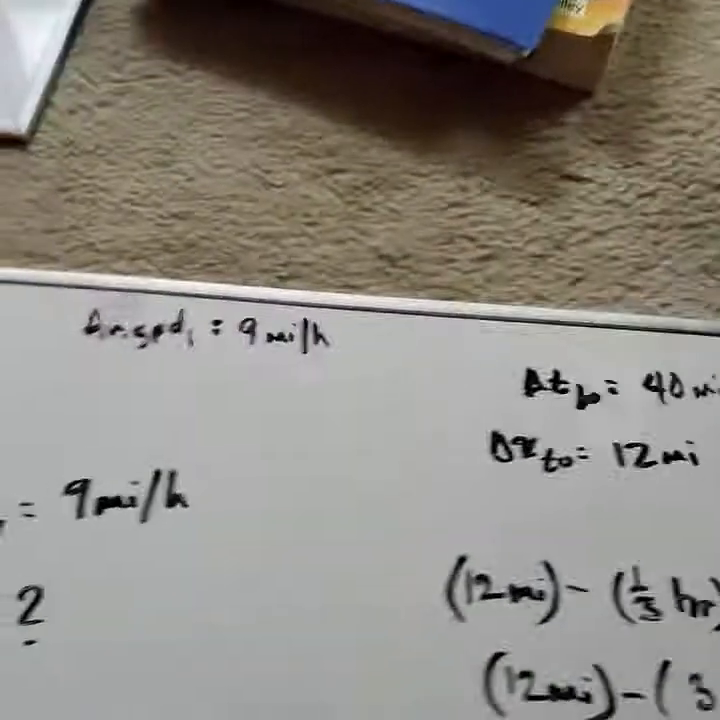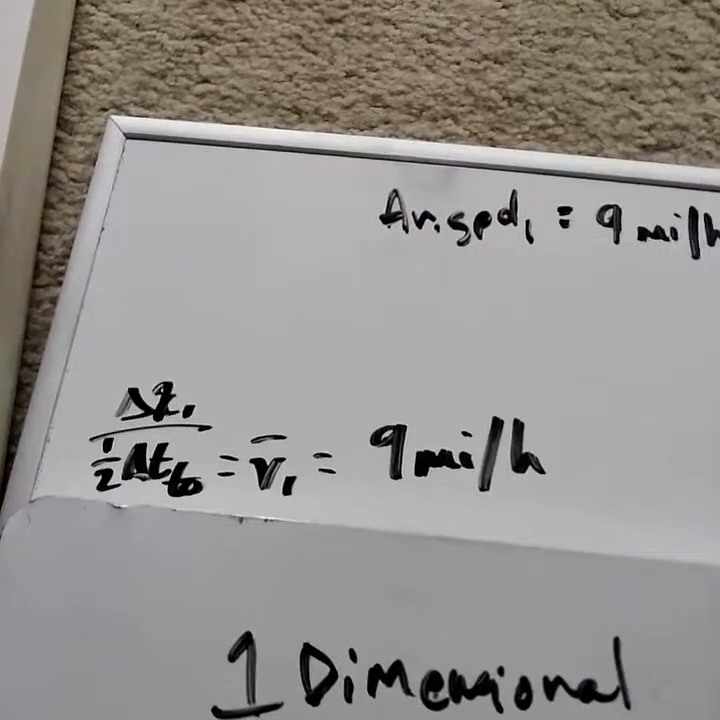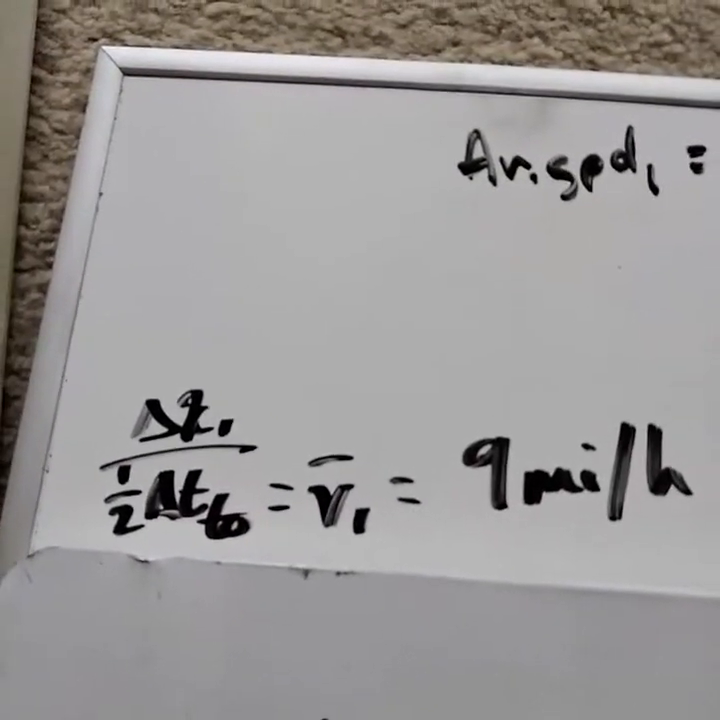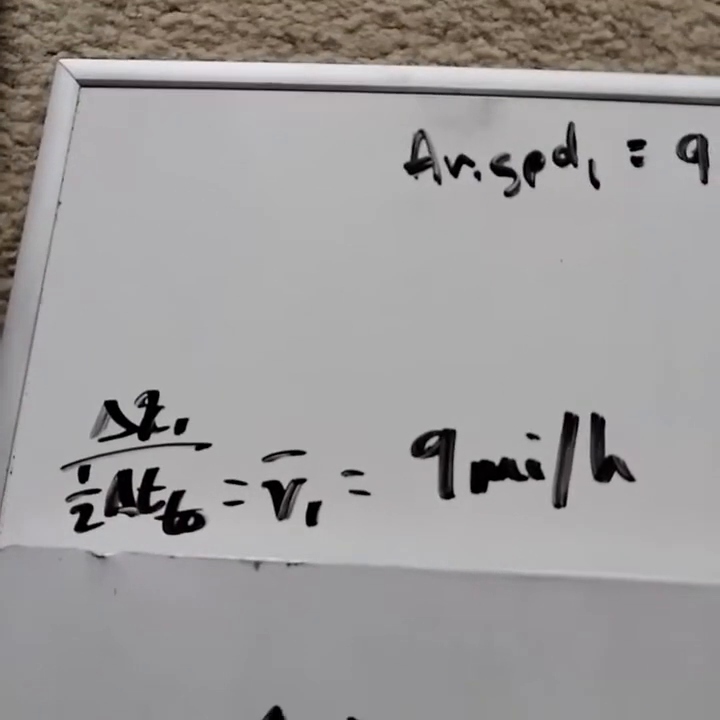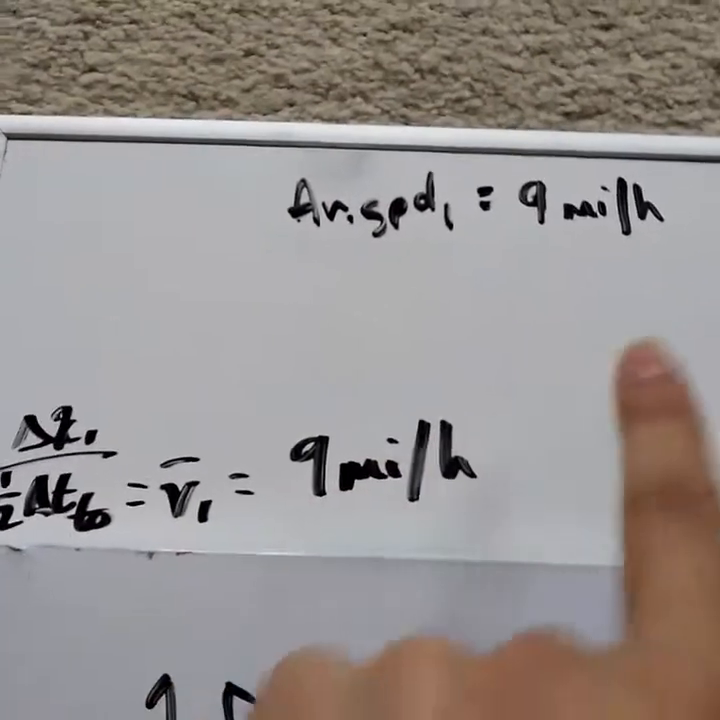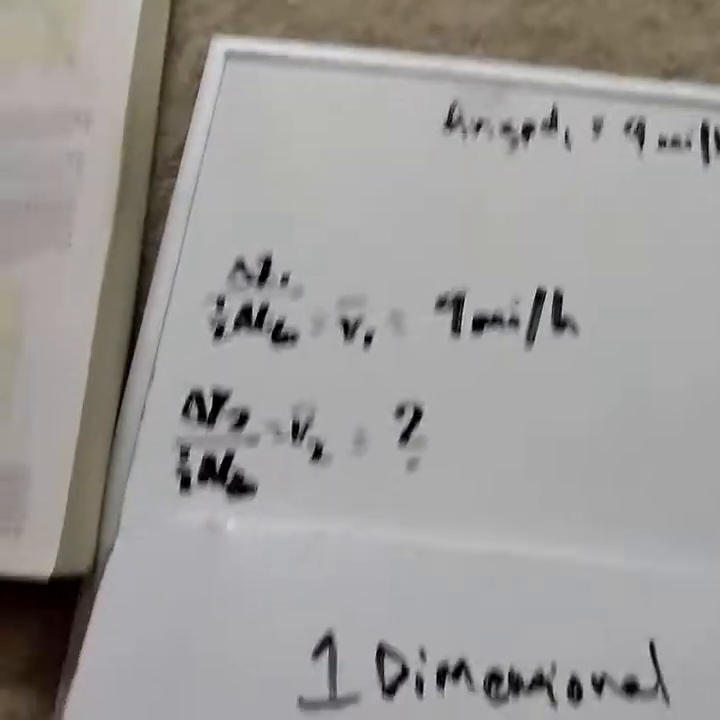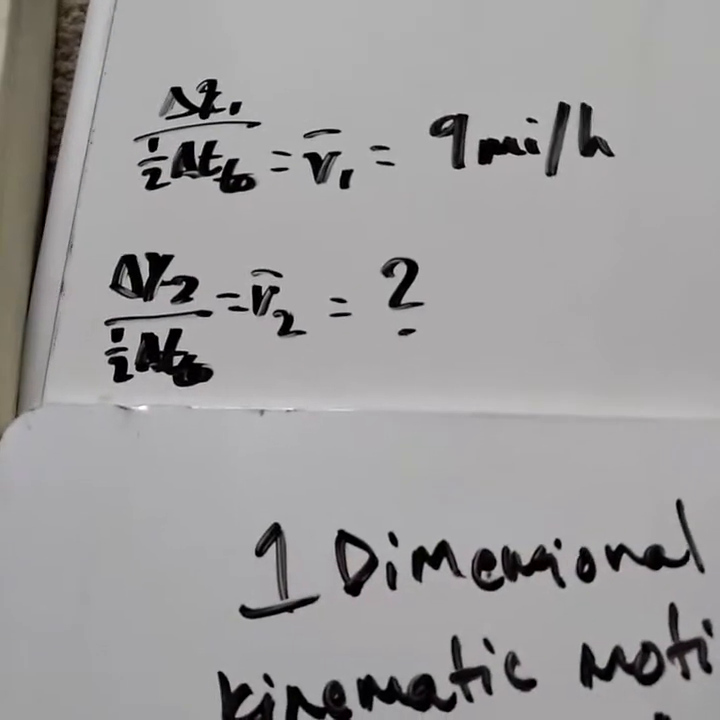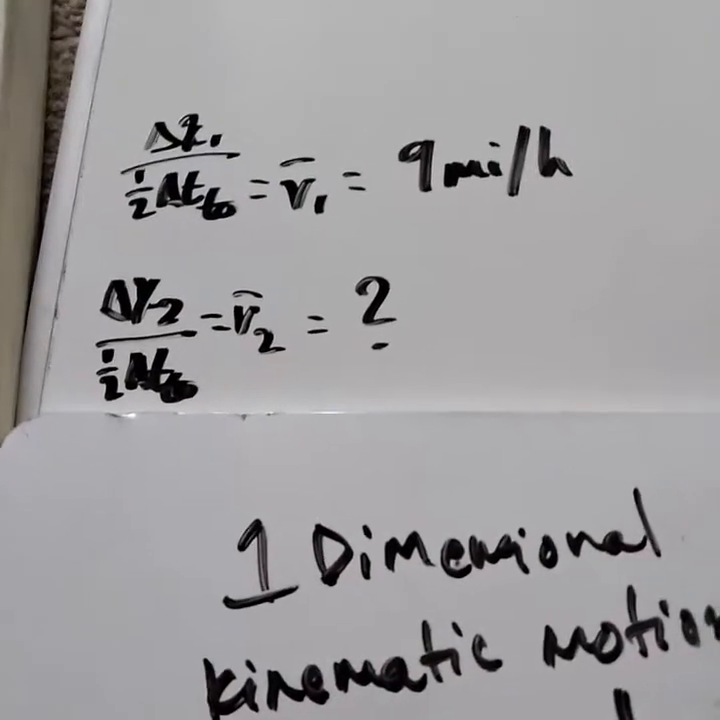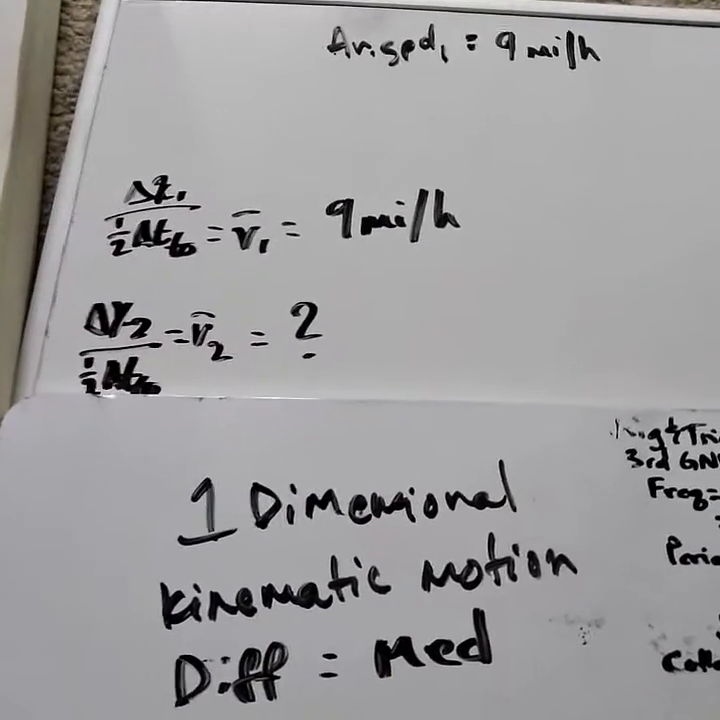Okay, so how we're going to set this up is we're going to have our first distance, which is equal to delta x1 over half of the total time, denoted by delta t subscript t over 2. This is equal to the average velocity of the first segment of the trip, which is equal to 9 miles per hour. Then we have our second half of the trip, which is delta x2, also over the second half of the total time, is equal to the average velocity of the second half of the trip, which is what we want to find out.